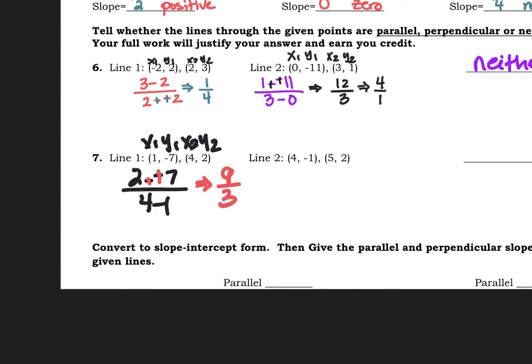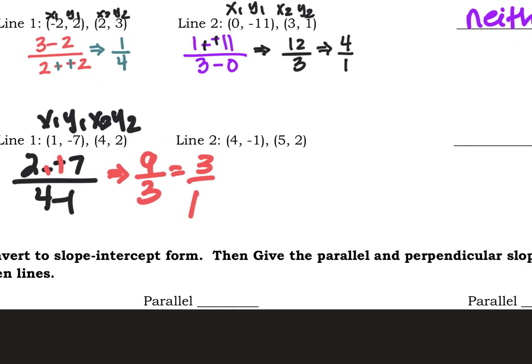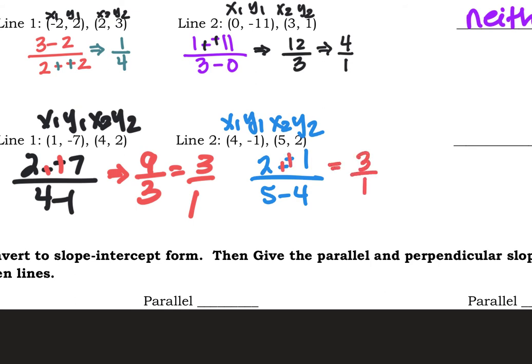Can I divide 9 by 3? It should give us what? 3 over 1. All right, let's try the next one. Next one, we're going to label it x1, y1, and x2, y2. What's our y2 on the second set? 2 minus a negative 1, and then 5 minus 4. A negative and a negative, again, that was the only time it becomes a positive. 3 over 1.